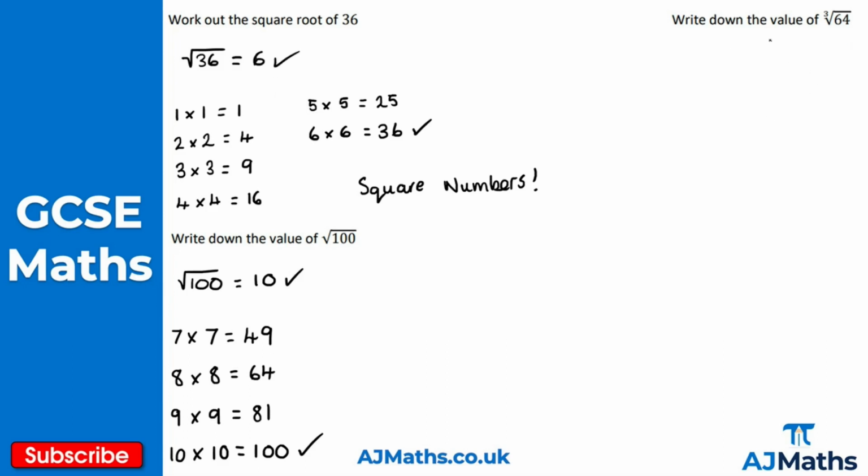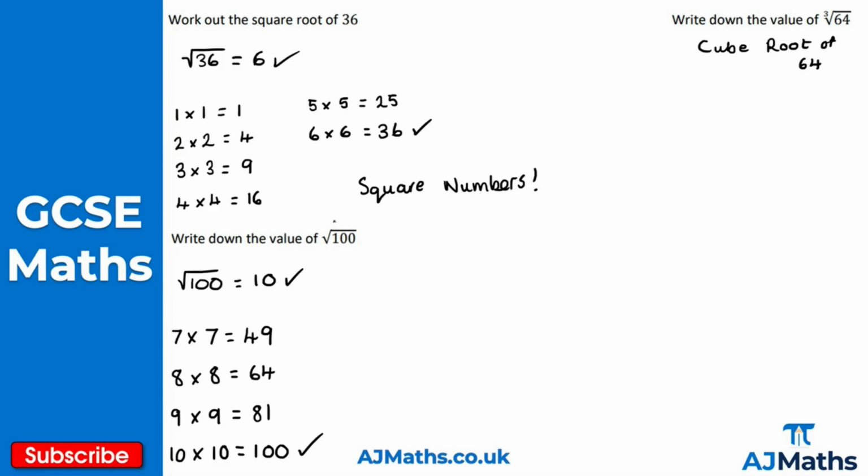And finally, let's take a look at this one here now, which is ever so slightly different. And what you might notice is we have this little 3 here next to our root. And what this is telling us is we're not looking for the square root now, we're looking for the cube root here. Okay, so this is the cube root of 64. So how do we find the cube root?